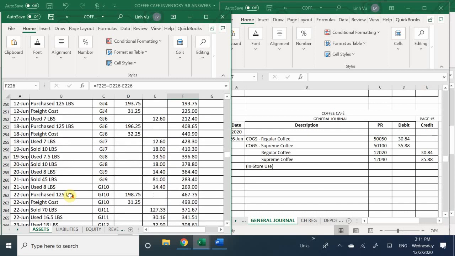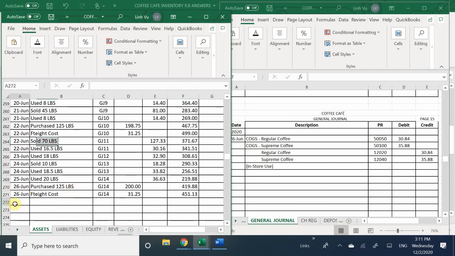All right, and now we're going to go to our Supreme Coffee. 626. This one we used 19.5 pounds. General Journal 15. And this one was for $35.88.